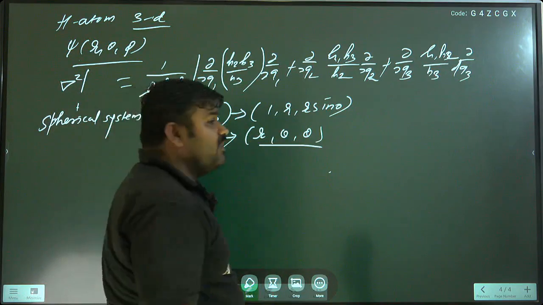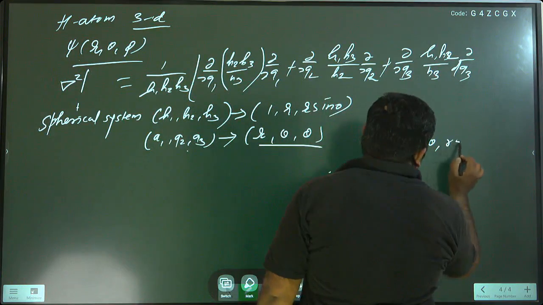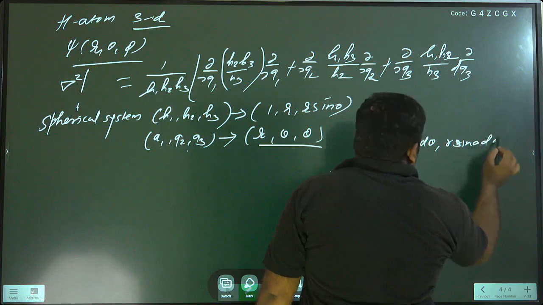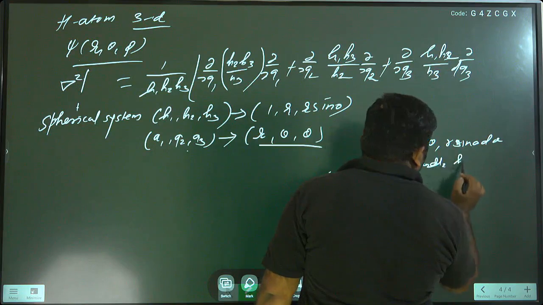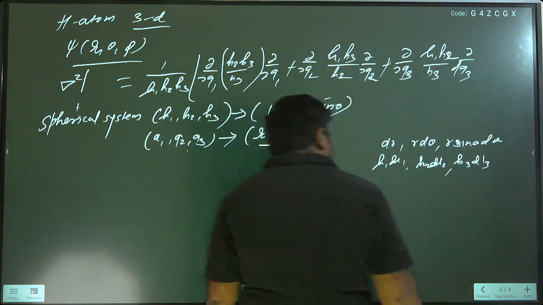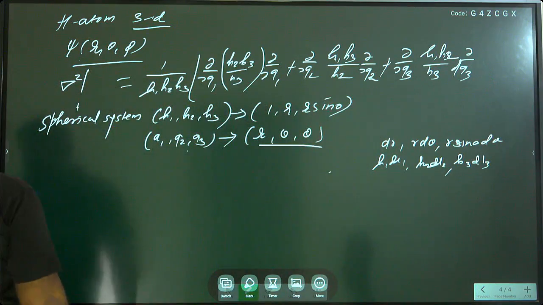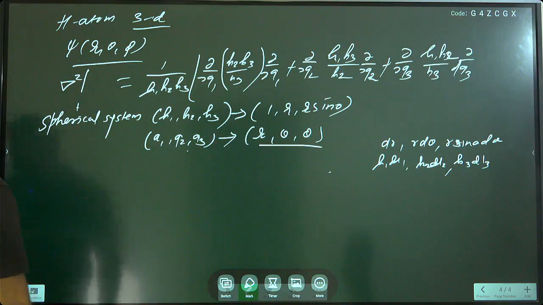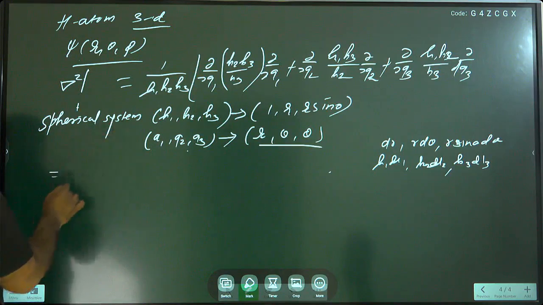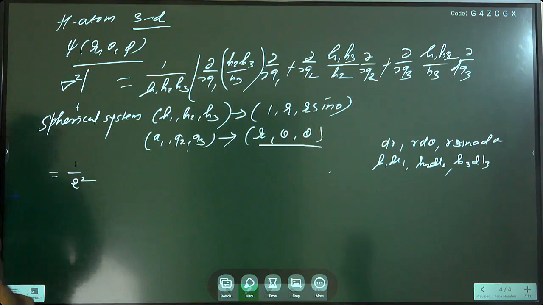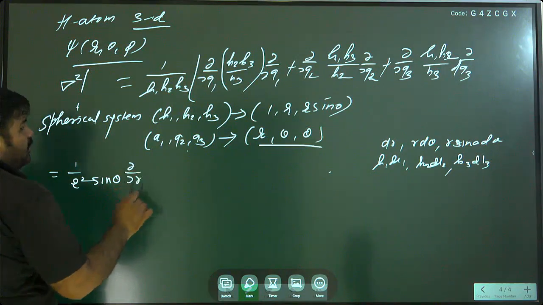ये कहाँ से आते हैं? Length elements से. We know that. What is the first length element? dr. What is the second length element? r d theta. What is the third length element? r sin theta d phi. ये क्या होता है? h1 into dl1, h2 into dl2, h3 into dl3. इसे कंपेयर करिए तो we get h1, h2, h3. समझ में आया? We can substitute these values in these equations. Then we get 1 upon r square dab upon dab r, of r square into dab upon dab r, plus 1 upon sin theta dab upon dab theta.